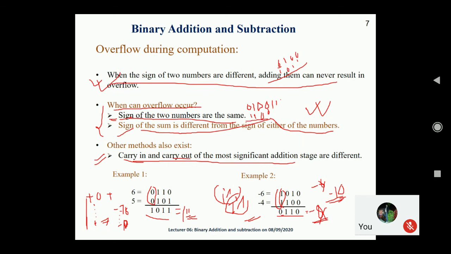So what happened? The overflow never occurred because, which one is the MSB bit? In this particular sequence, the MSB is 0, and in this one the MSB is 1. So the signs of the two numbers are different. So this one is 0, different, and this one is 1. So adding them can never result in overflow.